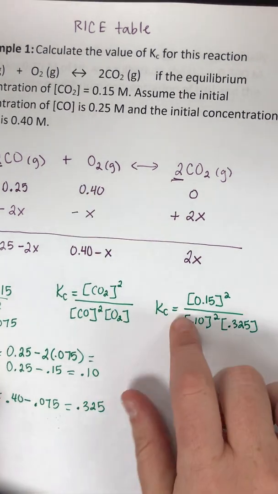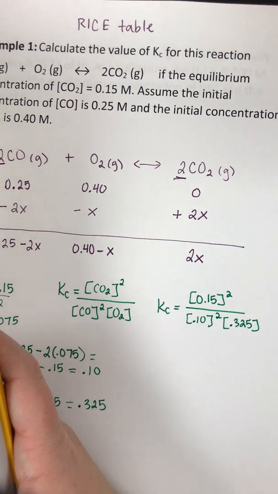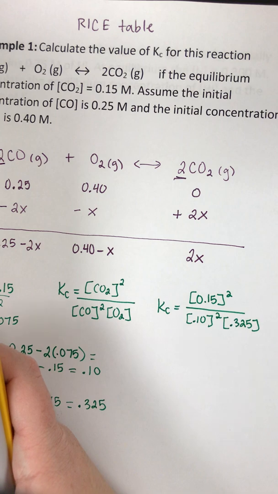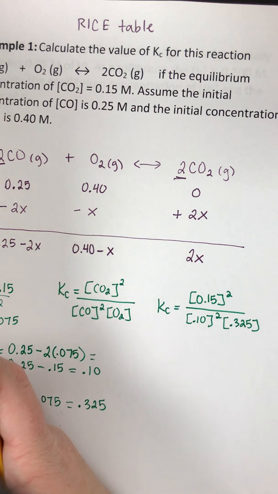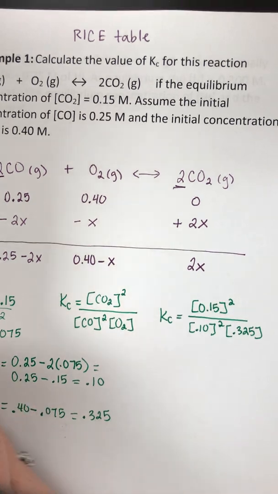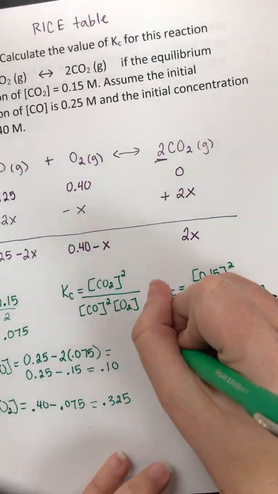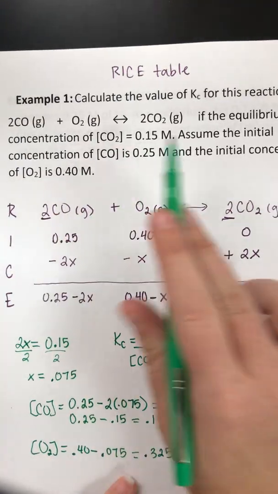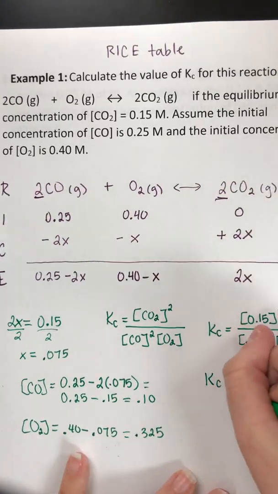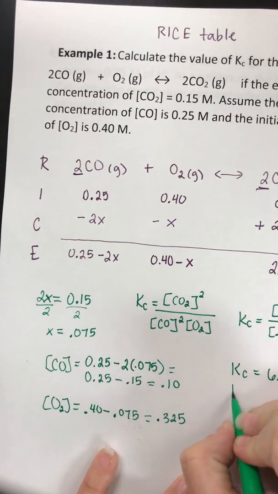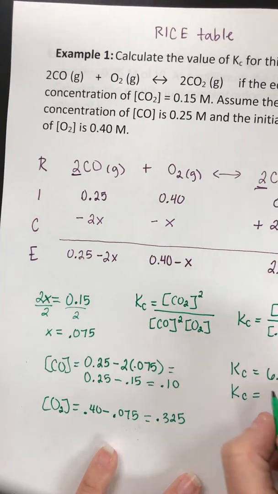Okay, so now we can type all of this in and get an answer. So 0.15 squared divided by 0.10 squared, and then I'm going to divide again by 0.325. Okay, so I got Kc equals, and everything I gave you in the information is 2 sig figs, so this is what my calculator gave me. And I'm going to round that to 2 sig figs, so this is going to be 6.9.